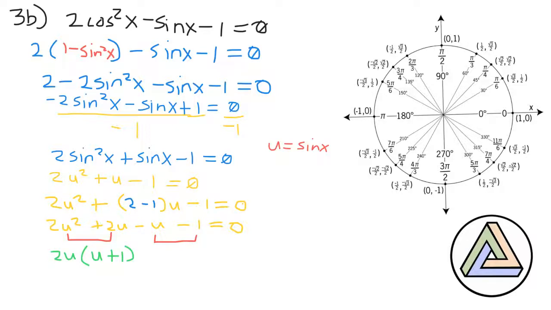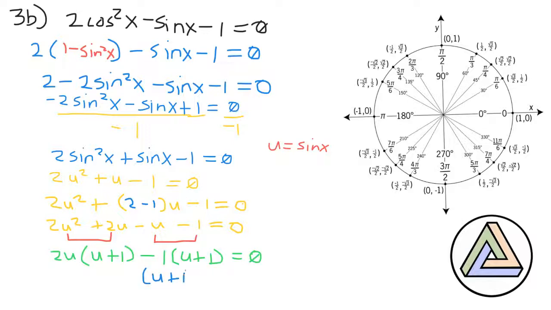And it's always going to be matched over here. So I'm going to go ahead and just write u plus 1 over here. And then I ask myself, what times u gives me negative u? Well, that would be a negative 1. And that equals 0.